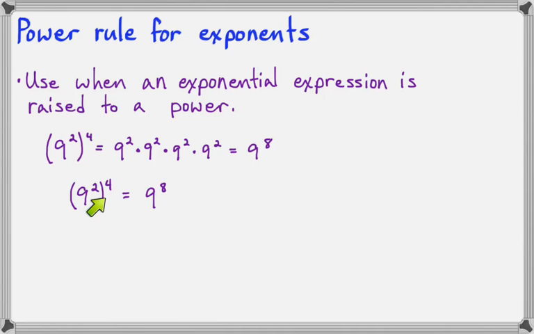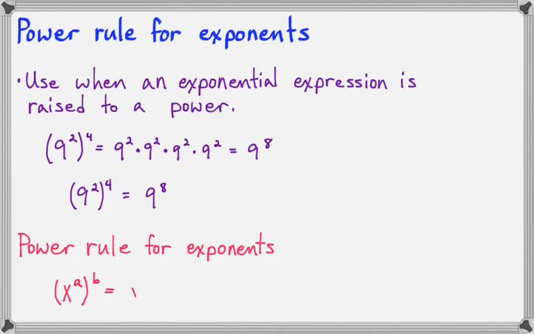If we have a power raised to a power, we can just multiply the two exponents together and the base stays the same. So here's the power rule in general terms. A base raised to a power raised to another power will be, the new exponent will be the product of the two previous ones. We multiply them together.